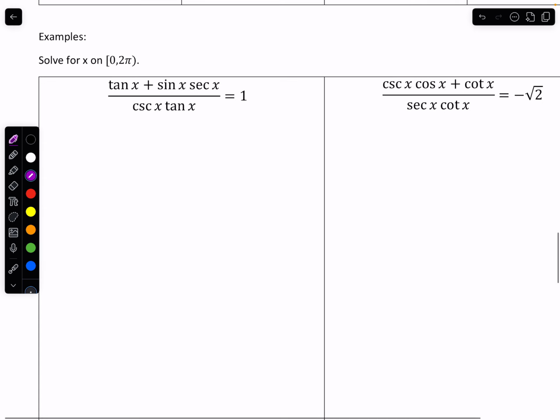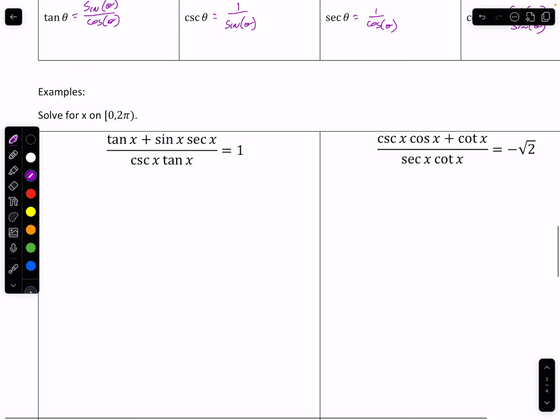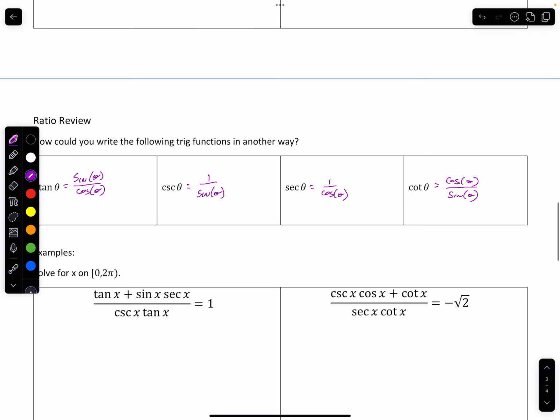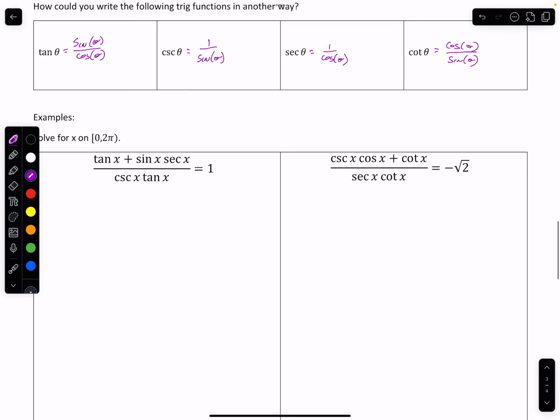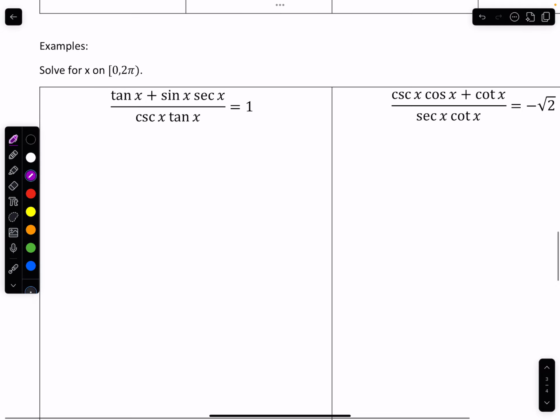Okay, so we're going to see how that will help us solve some equations. Some examples here are using our ratios. It says solve for x on 0 to 2 pi. One of the goals you can do is change everything to sine and cosine. So tangent is sine of x over cosine of x, and you have to write the x every time.